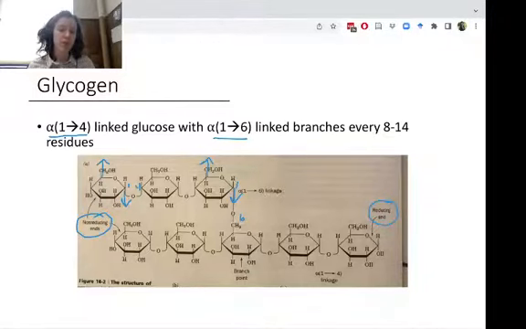Why do we call them non-reducing and reducing? Well, if you check out the beginning part of the structure, those anomeric carbons don't have a hydroxyl group, okay? Since there isn't a hydroxyl group, it can't be reduced. But this reducing end over here, the anomeric carbon does have a hydroxyl group coming off. That's why it's called a reducing end.